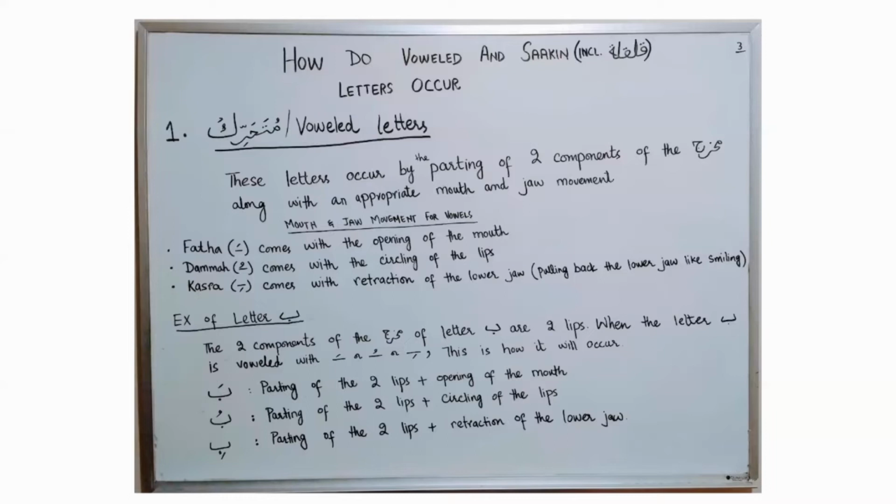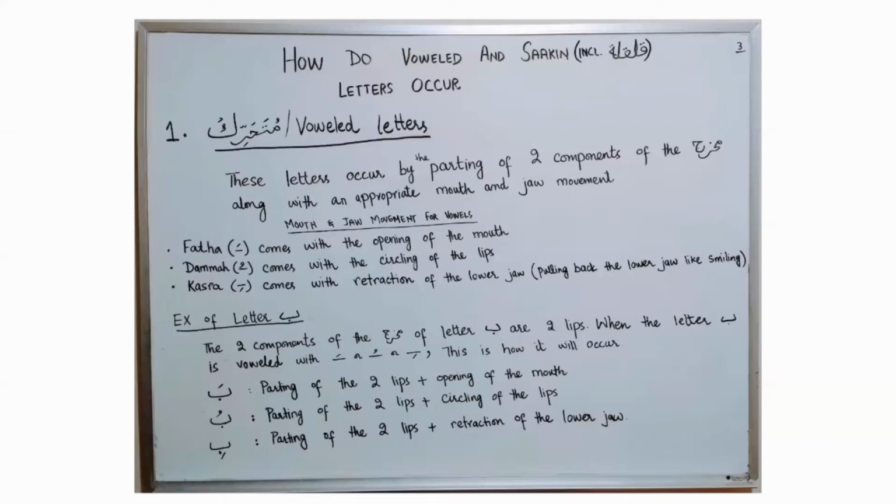In case of fatha, I should be opening my mouth, and I should not be giving imala. Imala is the sound between fatha and kasra, and I should be avoiding it. I should not be saying it like that, I should be saying ba. Opening of the mouth with the parting of 2 lips in case of ba having a fatha. If ba has a dhamma, I will say boo.